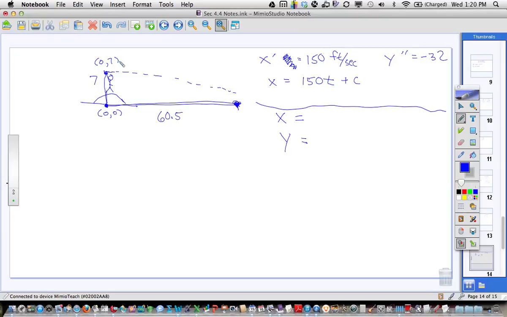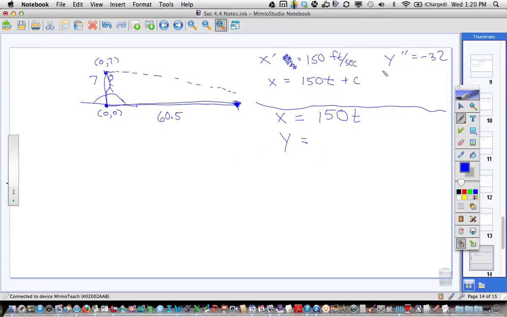So at the beginning, what's the coordinate of the ball? 0, 7. So what's its initial x? 0. So when t is 0, at time 0, x is 0. What's that make c? 0. So c is 0. So our x equation is 150t. Correct? Now, again, you will not have to come up with that on your own on the homework or on the quiz, but it'll be given to you. Okay, what about the y?